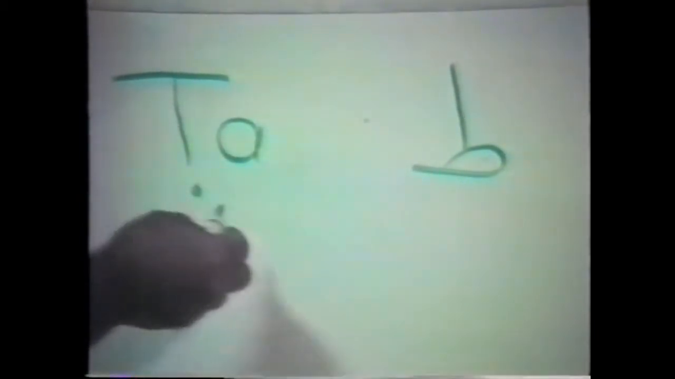The next letter is a heavy T. It is called Ta. We represent it with a T and a dot under it. Ta. It's a heavy Ta. T with a dot underneath it.